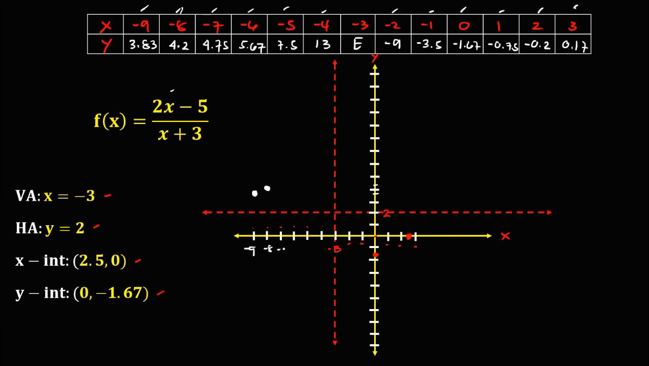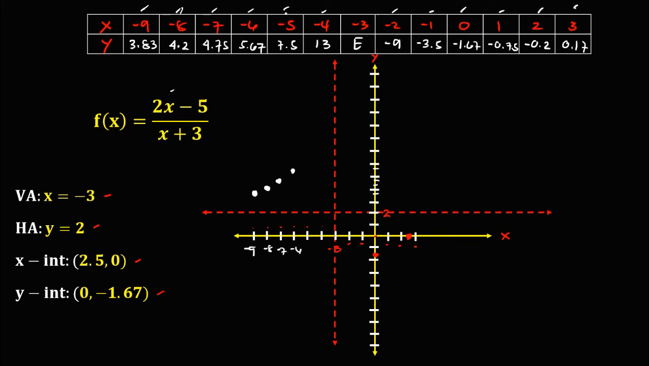Then for negative 7, y is 4.75. So this is now the point of negative 7 and 4.75. Then for negative 6, y is 5.67. So 1, 2, 3, 4, 5, so maybe this one is 0.67. So 5.67. So this is the point.